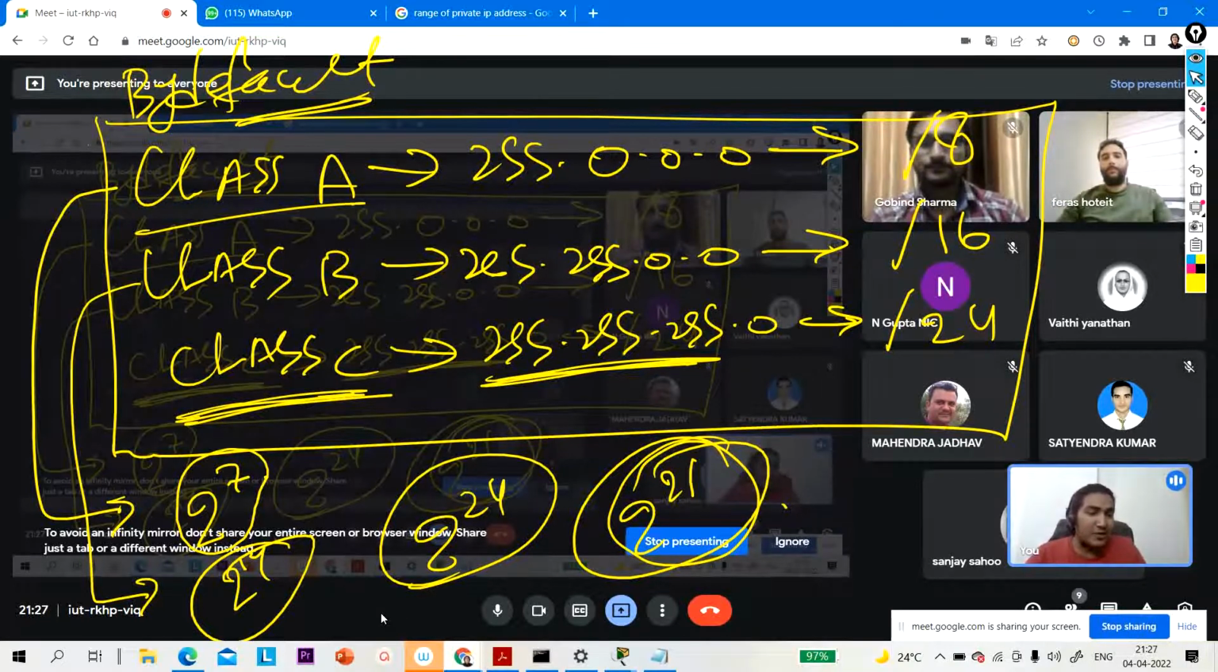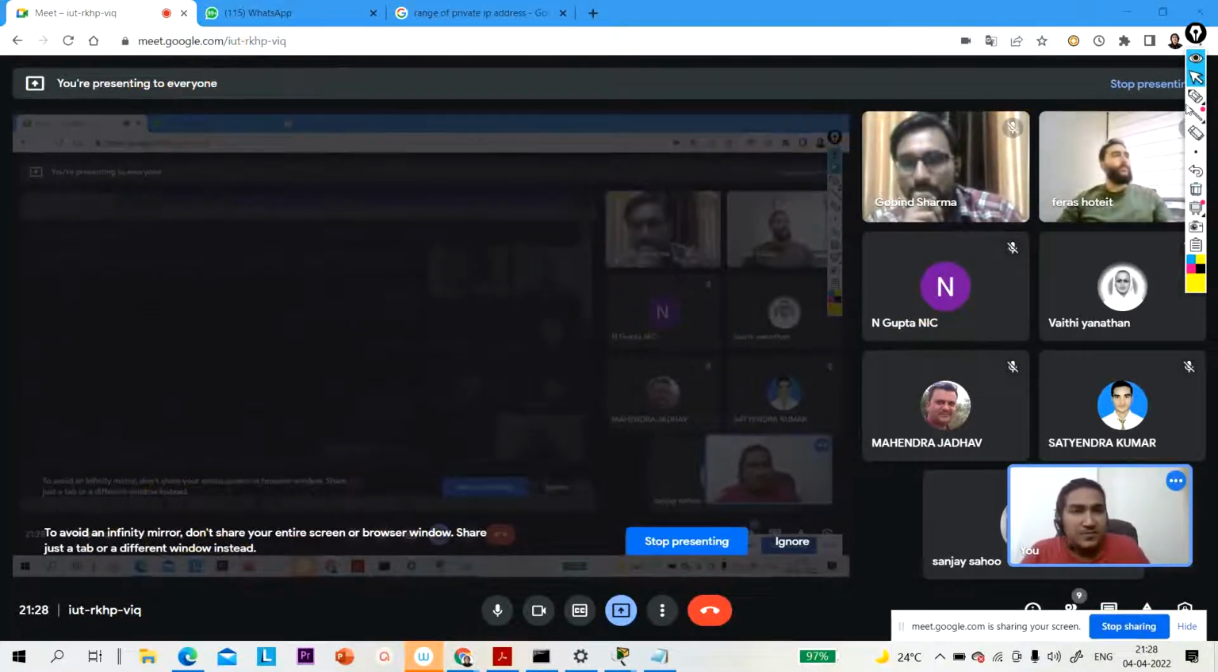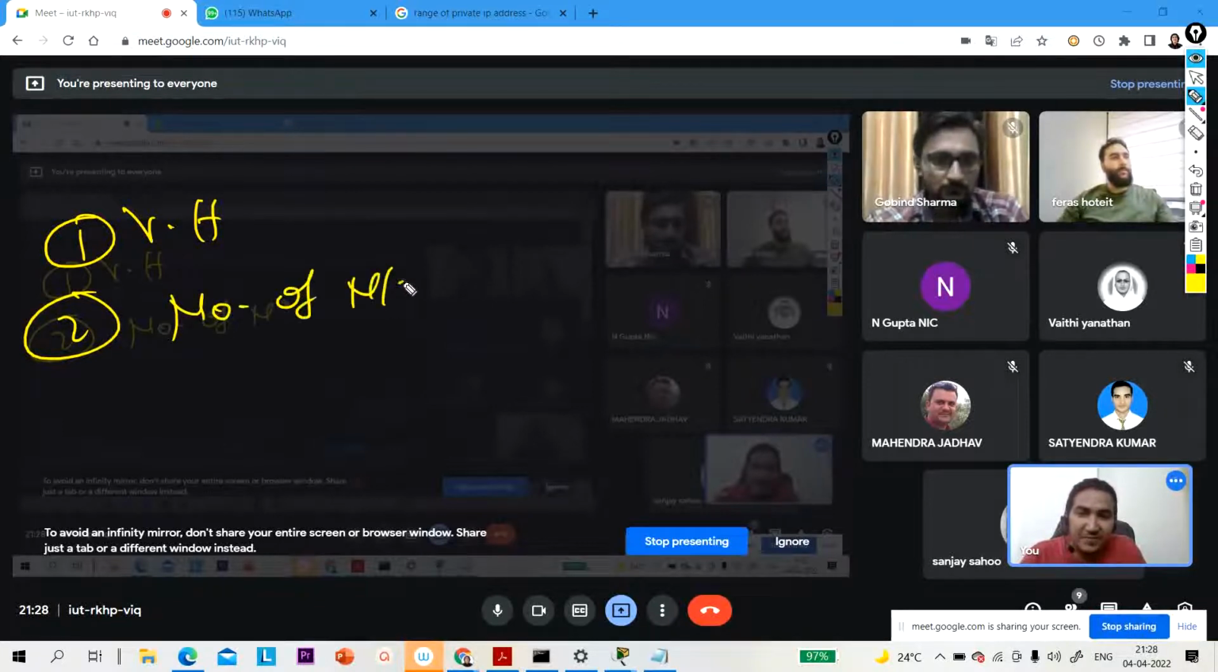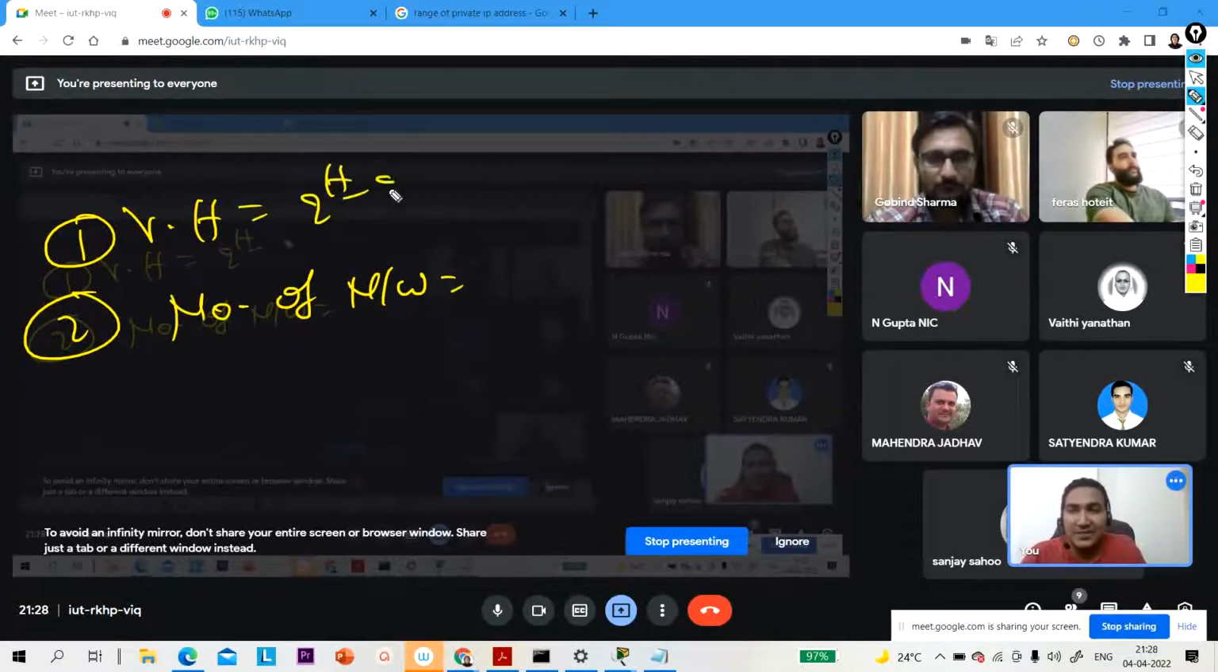So the formula to calculate network is 2 to the power n, where n is network bits, right? The first formula is valid host, and the second formula is number of networks. So 2 to the power h minus 2 is valid host, and number of networks is 2 to the power n, where n is the number of network bits. So for class C network bits is 21, right? So you will get maximum networks from class C, right? Don't say 24. 3 bits are reserved.